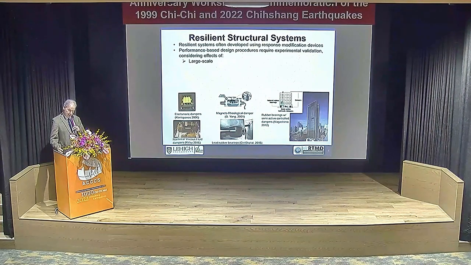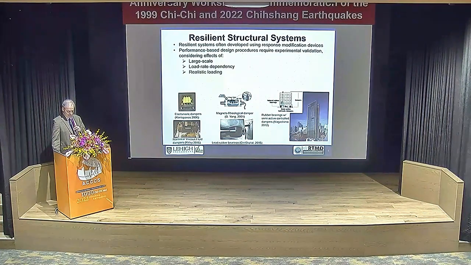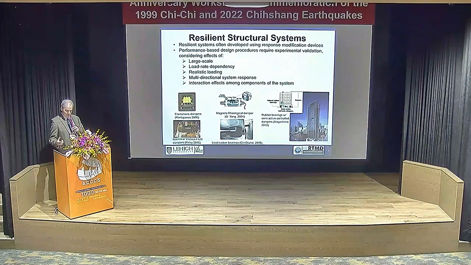And so when we do that, we need to consider scale. Scale does matter. Give you an example, when you look at heat, it doesn't necessarily dissipate at reduced scale as it would in large scale. That may affect some of these devices. Rate dependency could be very important. Realistic loading is always important, hazard level. The multi-directional system performance, you saw examples there, is very important. And then the interaction, I mentioned this, of the devices, the components with the rest of the system.